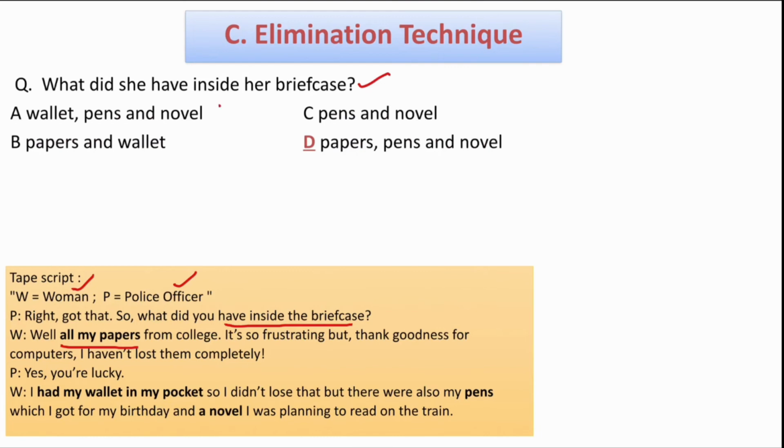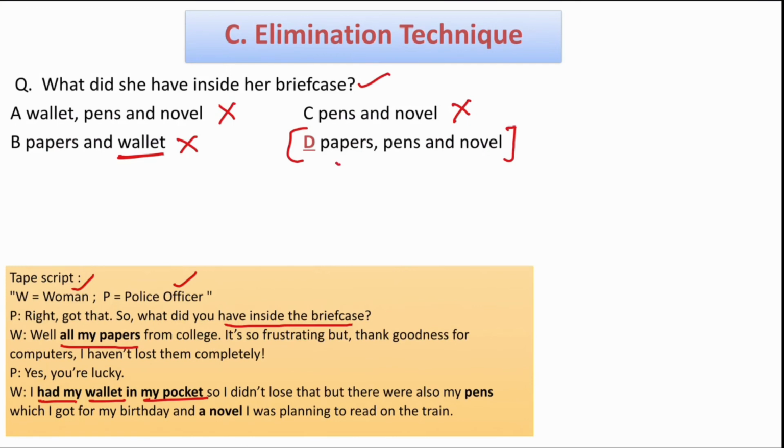You will eliminate A option and C option because they do not contain the word papers. But she lost her papers because she had them inside her briefcase. Then she said, "I had my wallet in my pocket." That means she didn't lose her wallet because it was in her pocket. So wallet was in the B option, so you can eliminate B option. Finally, you will get your correct answer, which is D.